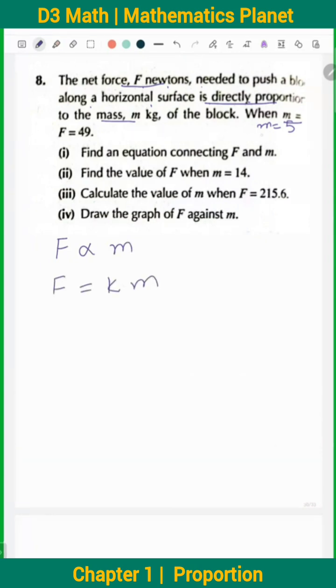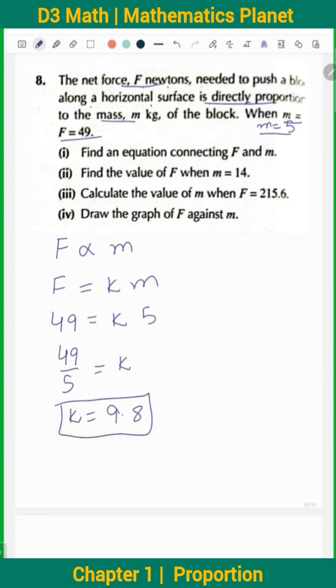Now they have given m is equal to 5 and F is equal to 49. So what will be the value of k? 9.8. Okay, so we got this. Now find the equation connecting F and m. F is equal to 9.8 into m. All clear to everyone?